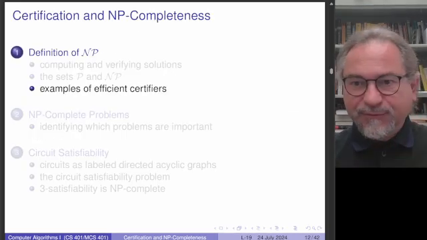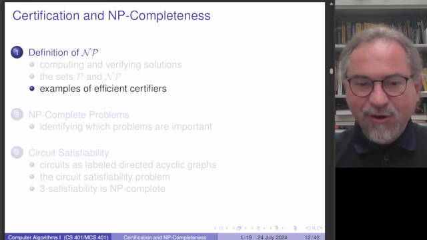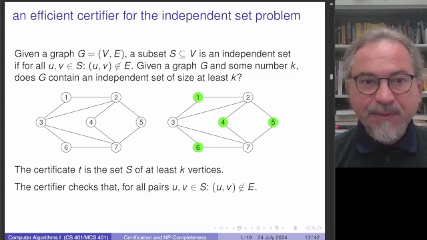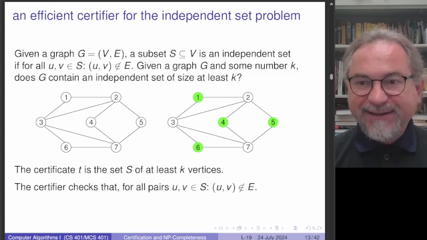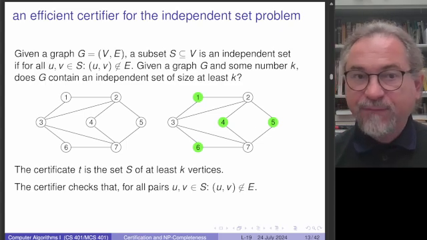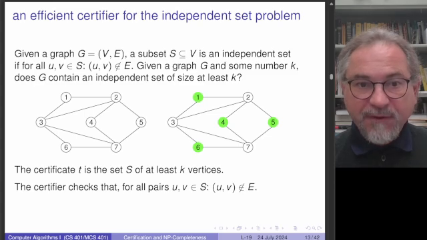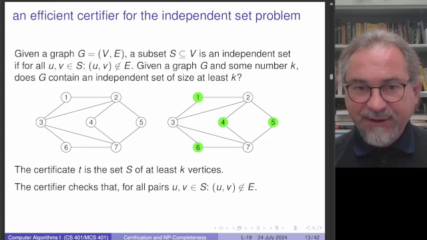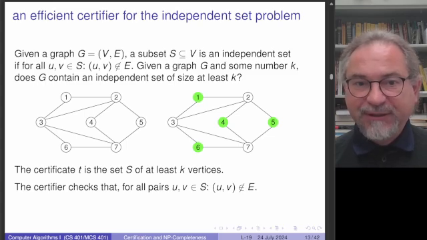Now the big question is whether these two sets are the same or not, but let's first look at some examples of efficient certifiers. Here is the independent set problem again, illustrated on our example of the previous lecture. We have a graph of 7 vertices, with connections between certain vertices. And then we ask ourselves, for this example, is there an independent set of size 4? Indeed, if you look at the example, we have colored 4 green vertices. If you pick any pair of these green vertices, there is no edge between them.